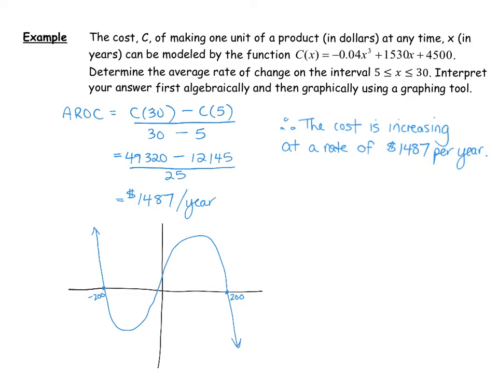Okay, so we know it's cubic, the leading coefficient is negative, and you can get the approximate x-intercepts, which aren't important, from your graphing tool. Okay, but again, we're looking between 5 and 30, so very close here. Those are our 2 points. This red line I'm drawing would be our secant line, and we know that the slope of the secant line would equal 1,487. And again, you can see that it's positive. That's one of the things that I want you to understand here.